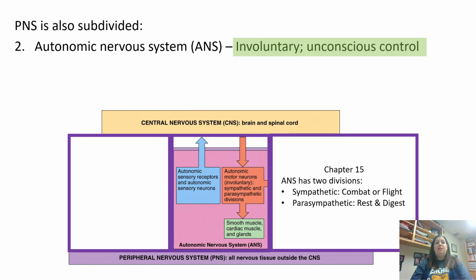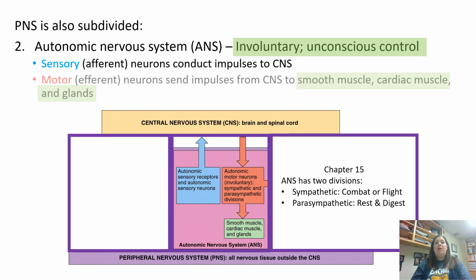The peripheral nervous system is also subdivided into the autonomic nervous system. So this is the second part. When we look at the autonomic nervous system, this is the involuntary or unconscious control. Now, this one can actually be subdivided even more, which we'll talk about in a minute. So we see here that the sensory neurons are going to conduct impulses to the central nervous system.